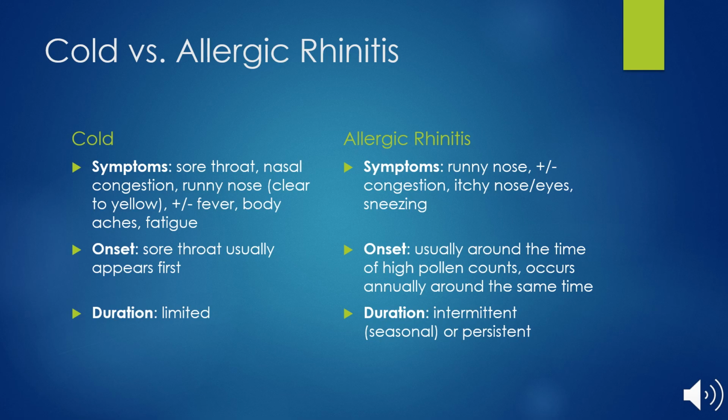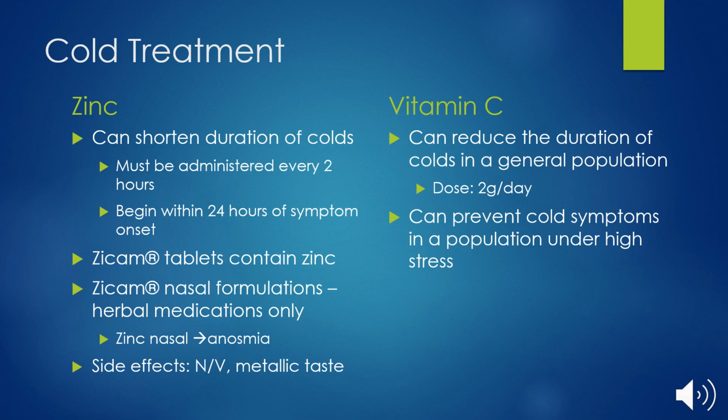And the duration is usually limited, whereas with allergic rhinitis, the duration is intermittent or seasonal, or it can tend to be persistent throughout the year in some people. And onset usually happens around the time of high pollen counts or around the time of certain allergen exposures for allergic rhinitis. So some of the common cold treatment options you have here are zinc or vitamin C that you can recommend. So we'll talk about zinc first. Zinc can shorten the duration of colds, usually by about 1 day if you begin treatment within 24 hours of symptom onset.